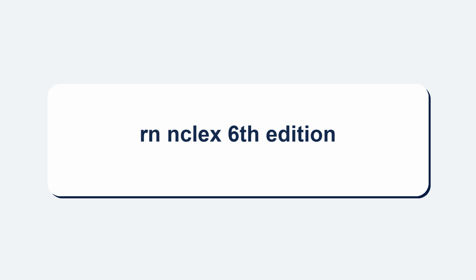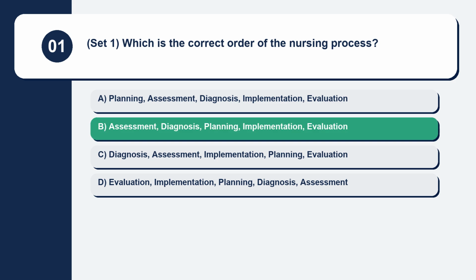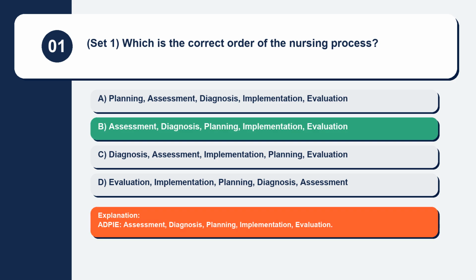RN NCLEX 6th edition. Question 1. Set 1. Which is the correct order of the nursing process? Planning, assessment, diagnosis, implementation, evaluation. Assessment, diagnosis, planning, implementation, evaluation. Diagnosis, assessment, implementation, planning, evaluation. Evaluation, implementation, planning, diagnosis, assessment. ADPIE: assessment, diagnosis, planning, implementation, evaluation.